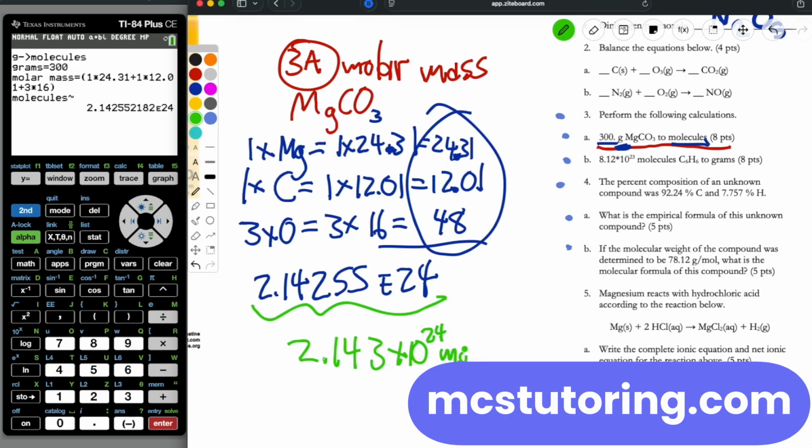So that's molecules of probably magnesium carbonate. Man, my naming isn't so good. It's been a long time. So that's the answer for 3A.